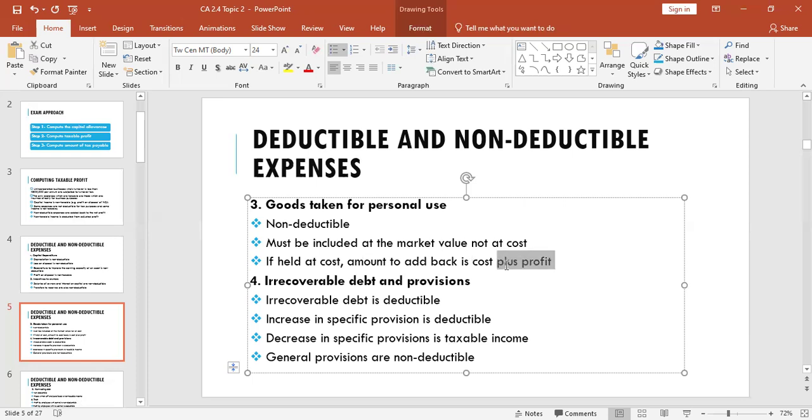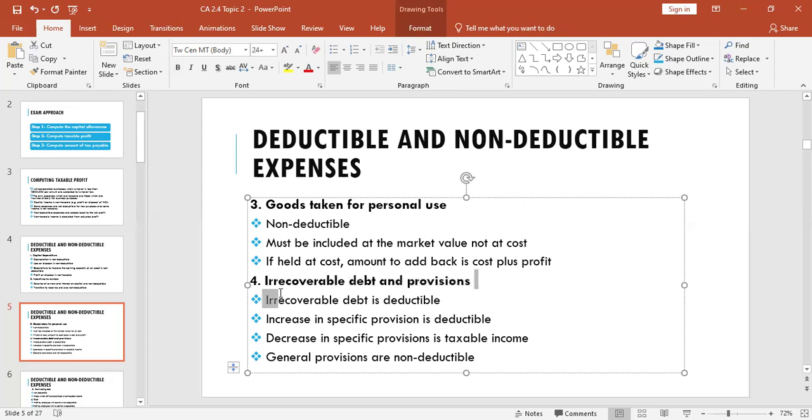What you have to add back to the net profit is the amount of the cost plus the profit. Then that's going to be the selling price. So our focus is the selling price. When you get that selling price, you add it back to the net profit so that we can arrive at the taxable income. Then four, irrecoverable debts and provisions.